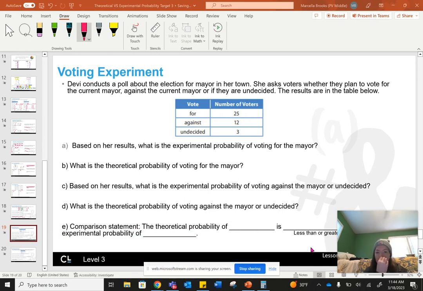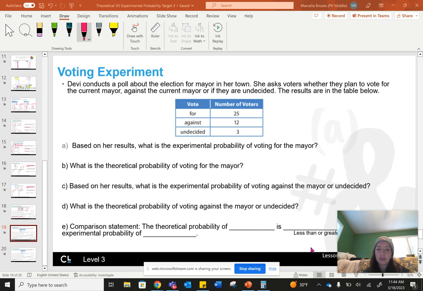Oh, I'm okay. So, Davy conducts a poll about the election for mayor in her town. She asks voters whether they plan to vote for the current mayor, against the current mayor, or if they are undecided. The results are in the table below. Based on her results, what's the experimental probability of voting for mayor? For the mayor. Not against or undecided. What's the experimental probability of voting for the mayor? Remember, experimental probability, you can find that in the table. What's the theoretical probability of voting for the mayor? So how many choices do you have?